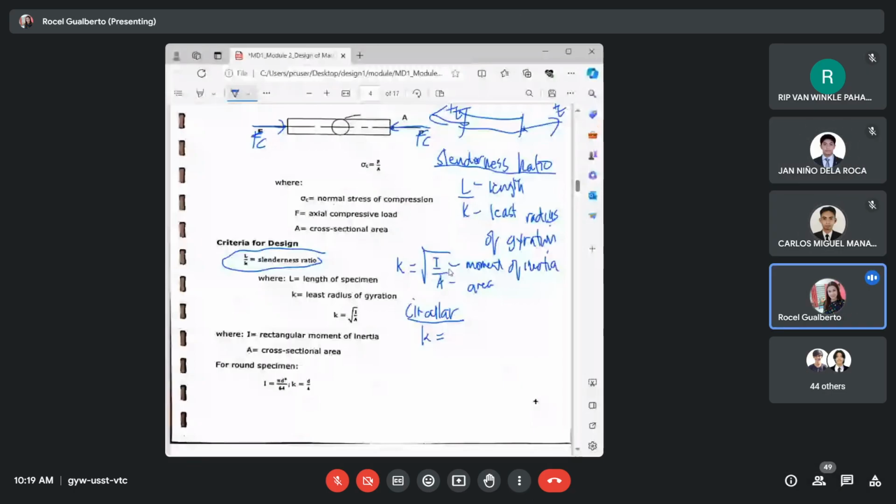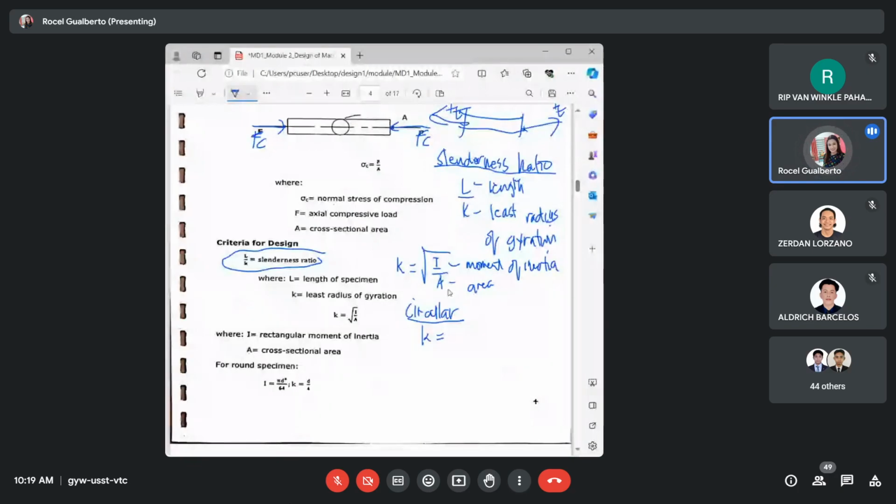Yes, Sir Dan? Pag area po ay pi r squared po. Okay, pi r squared or say pi d squared divided by 4. What about po naman yung moment of inertia I? Pi d fourth po over 64. Okay, correct. Pi d to the fourth divided by 64.